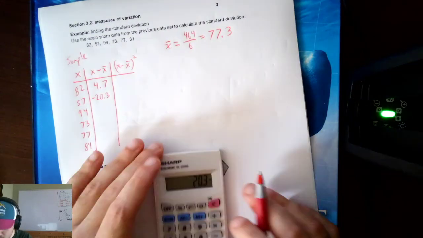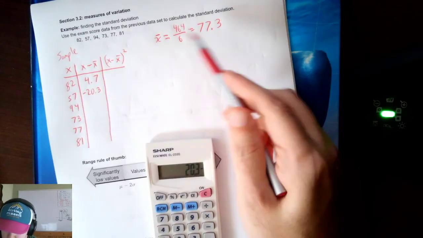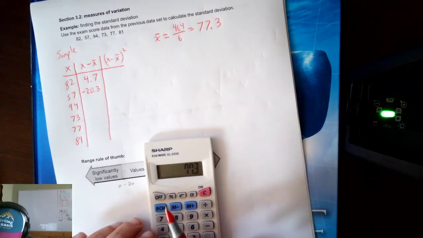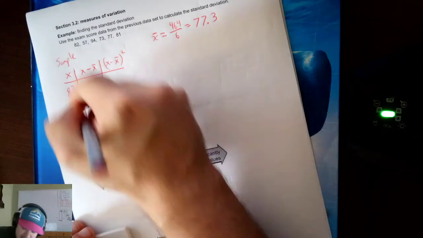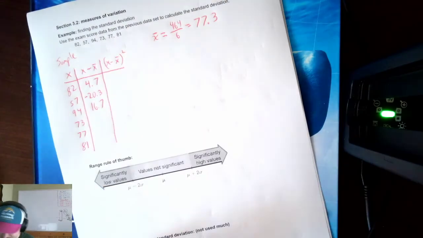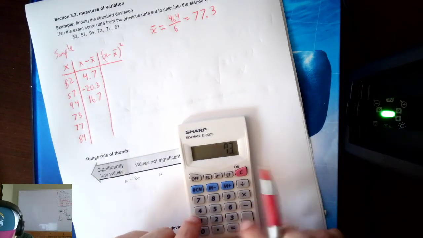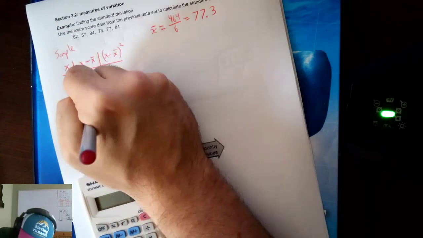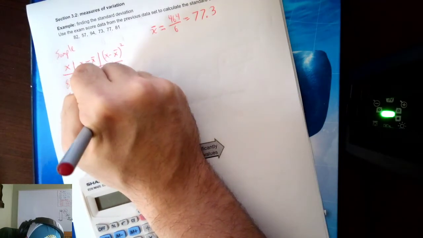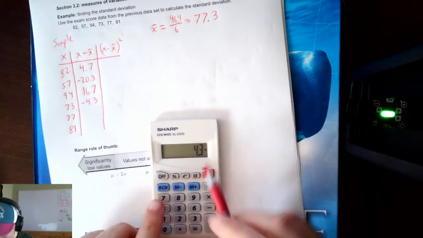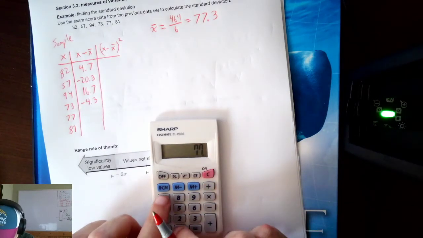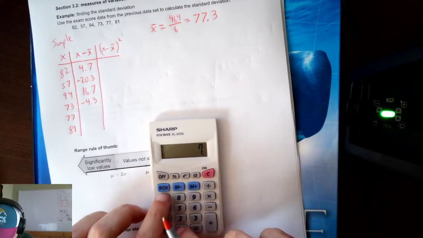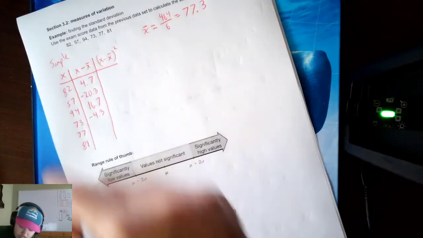So I'm working through my subtractions. Next I do 94 minus the mean. 94 minus 77.3 is going to be equal to 16.7. So I'll put 16.7 there. 73 minus 77.3 for my fourth row is negative 4.3. Next I have 77 minus 77.3, for my fifth row. Oops, 77 minus 77.3 gives me negative 0.3.